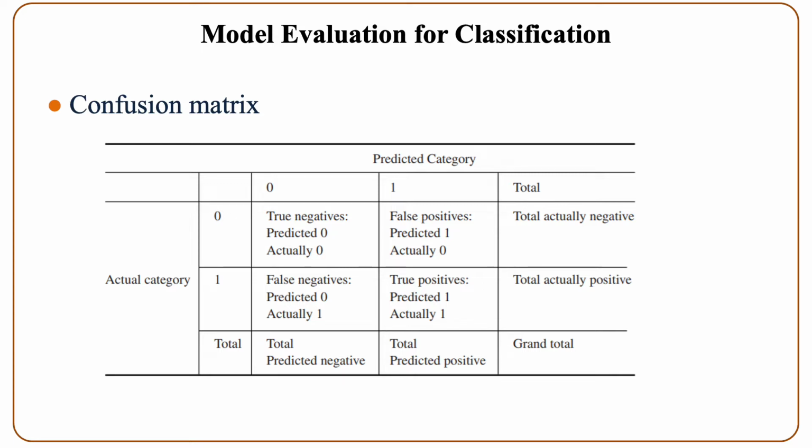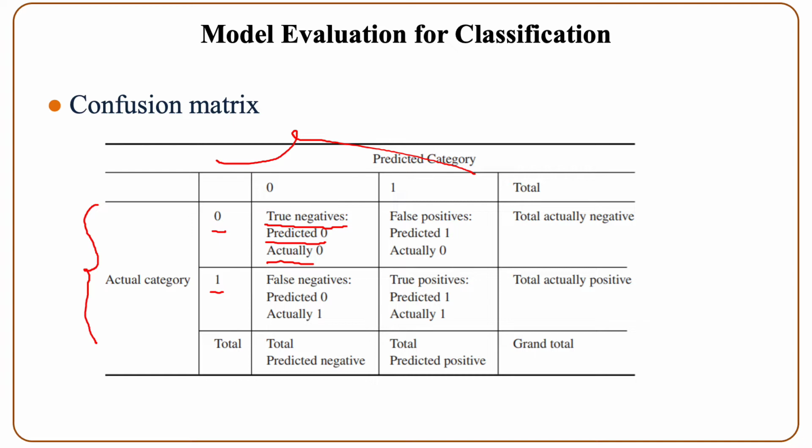We now talk about model evaluation for classification. The first metric is the confusion matrix. We have actual classification on the rows and predicted classification on the columns. There are two classes, class 0 or the negative class, and class 1 as the positive class. In the first cell, we have actual classification as 0 and predicted classification as 0 as well. So this cell counts toward true negatives.